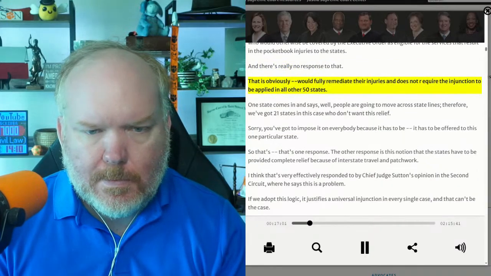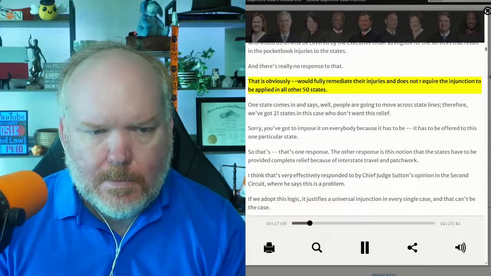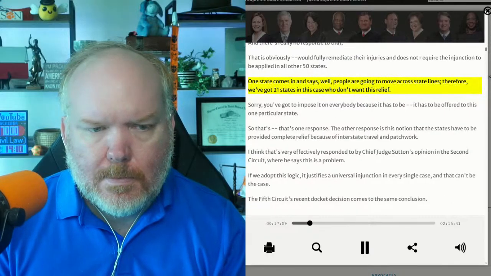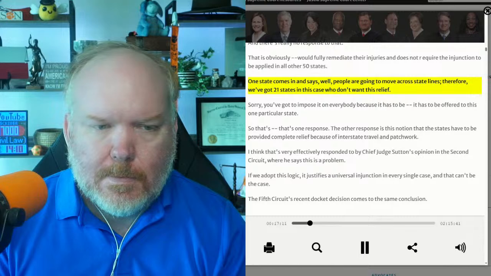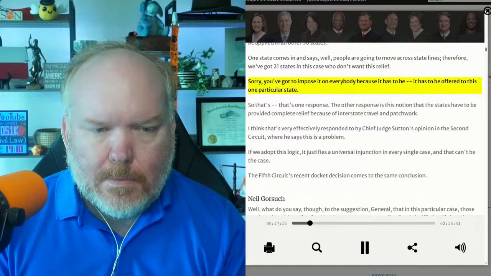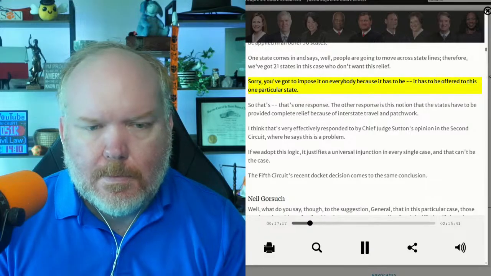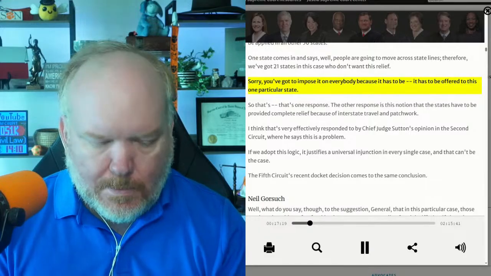That obviously would fully remediate their injuries and does not require the injunction to be applied in all other 50 states. One state comes in and says, well, people are going to move across state lines. Therefore, we've got 21 states in this case who don't want this relief. Sorry, you've got to impose it on everybody because it has to be offered to this one particular state.